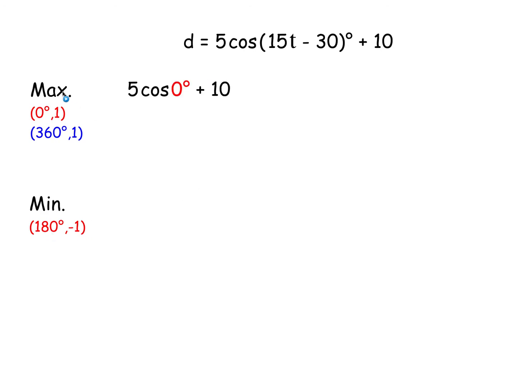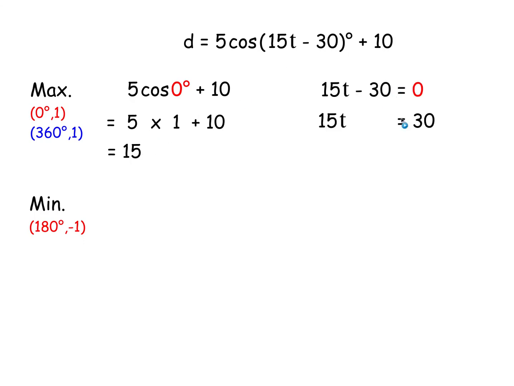So all you do is make the brackets become 0 degrees. 5 ones add 10. When do the brackets become 0? Make what's in the brackets equal 0 and solve the equation. 2 seconds, 15 centimetres. There it is. That's the maximum. 15 centimetres at 2 seconds.